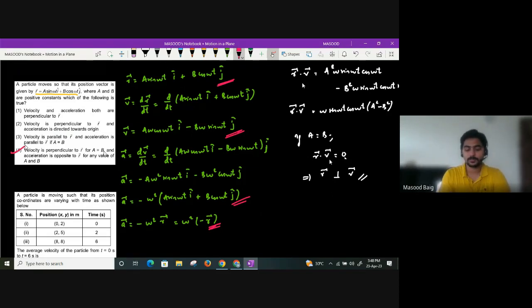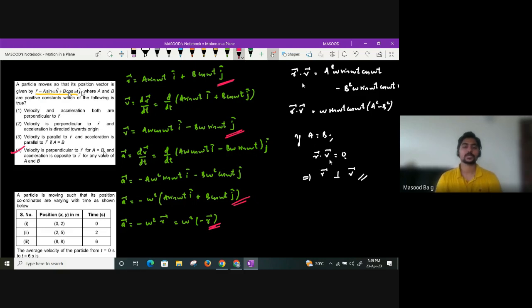Suppose if position vector is given as a sin omega t plus a cos omega t, then it will be a case of circular motion. Because it is given as a sin omega t plus b cos omega t, it will not be a circle, guys. It is going to be an ellipse again. Understood? Yes or no?